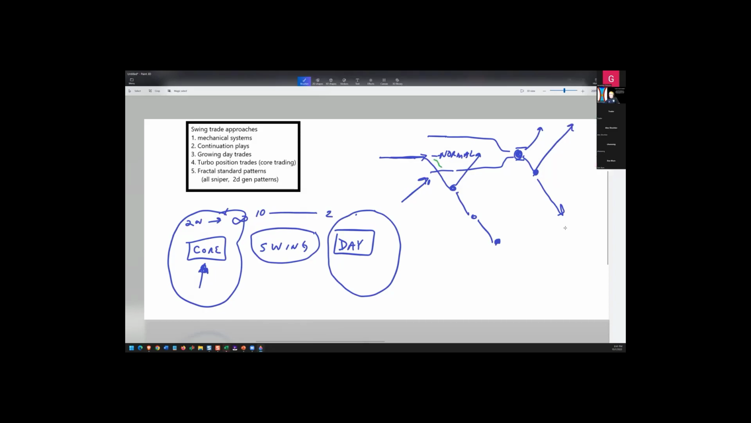Like inside of a normal condition, for example, you could play these kinds of moves, which I'm showing in the green, where it comes down to the boundary of normal, and then it reverses through the mean, and then goes to the far side of normal. And so you're just getting this kind of intraday channeling.